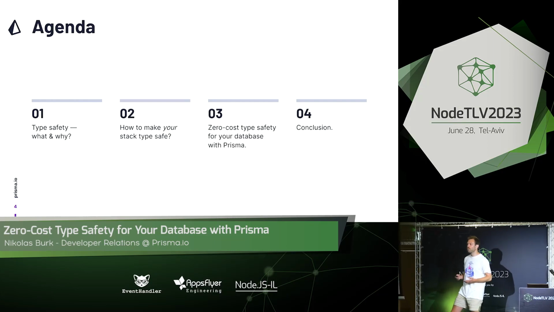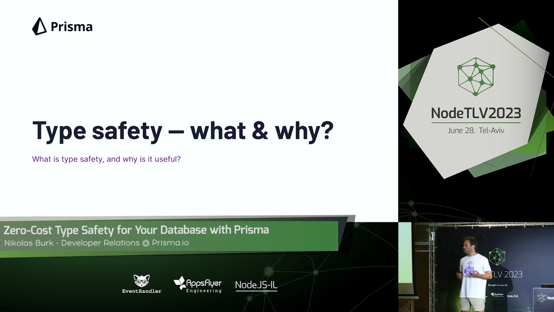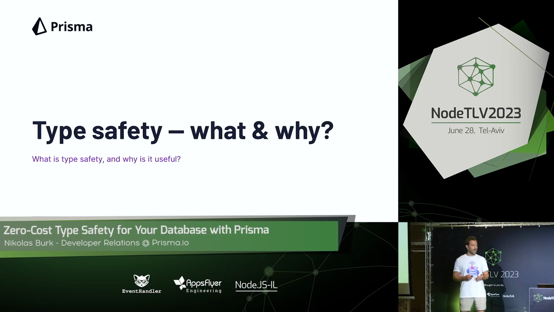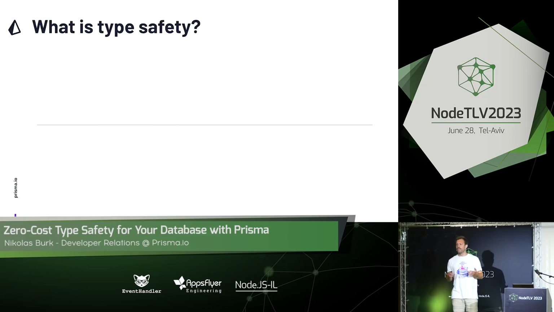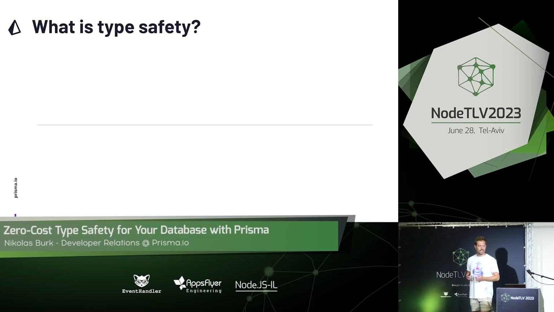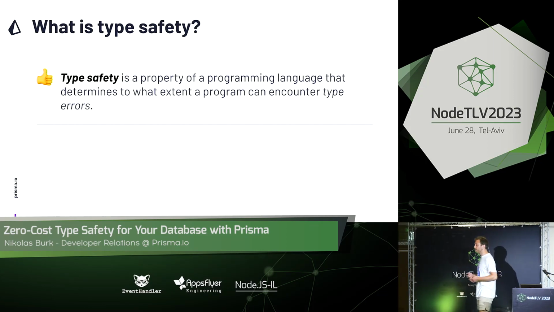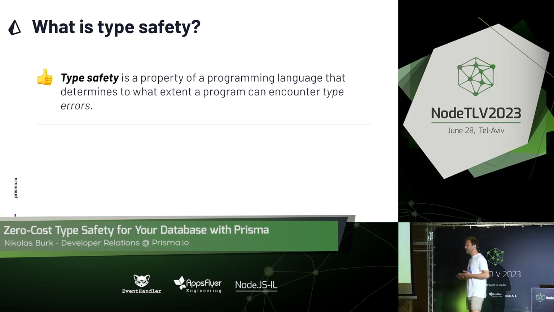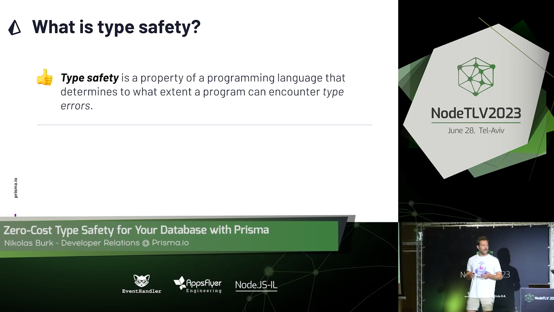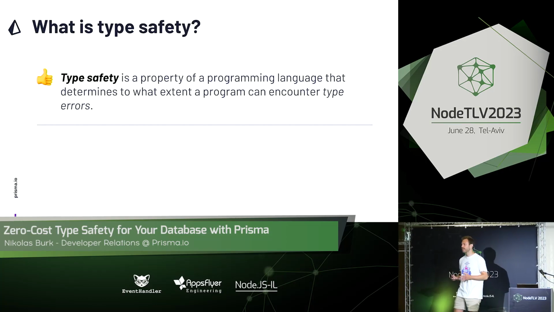So let's jump in with the questions about type safety. What is it and why? And for this, I kind of came up with my own definition of type safety, and that goes as follows. Type safety is a property of a programming language that determines to what extent a program can encounter type errors.